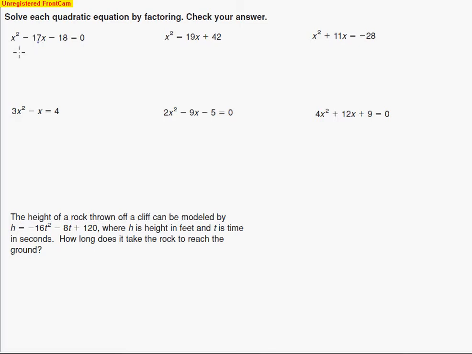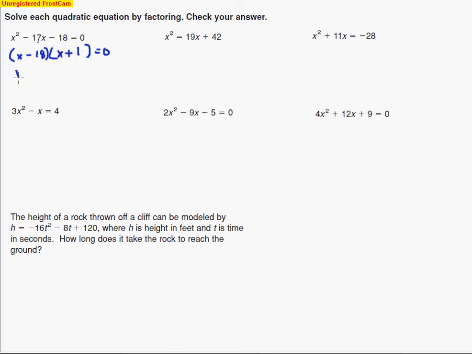So the first thing to do is to draw two sets of parentheses and factor away. So we've got this already set equal to 0, which is important. We want it set equal to 0. If it wasn't, then we'd have to set it equal to 0 first. So I go ahead and factor, and I see the numbers need to multiply to make 18, but subtract to make 1. And since they make a negative 18, I'm going to use negative 18 and a positive 1.